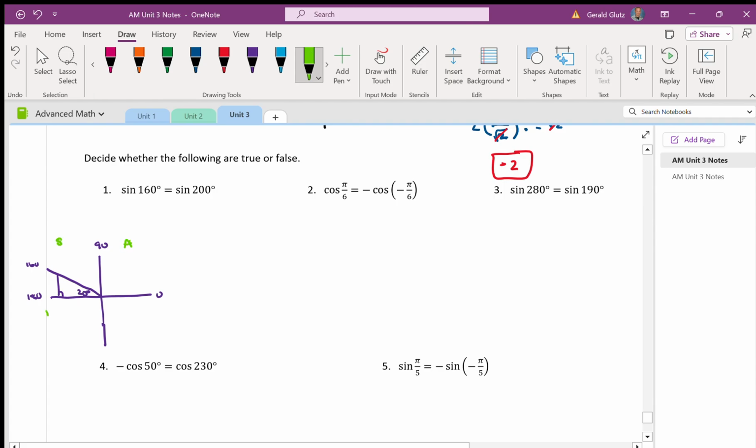All students text in class, so that would be a positive. So this is the same as sine of 20, and it's a positive.